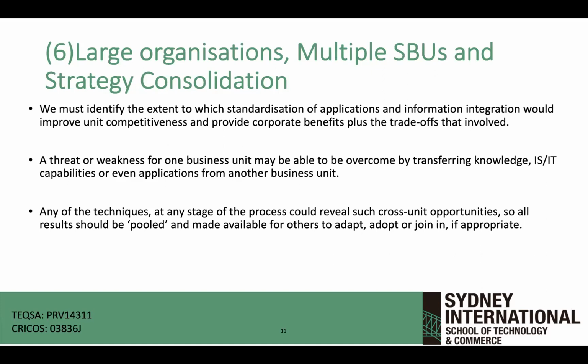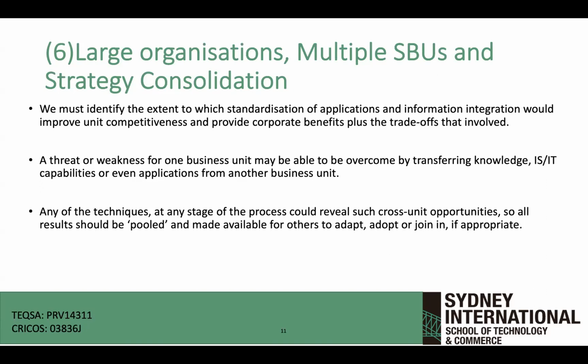We need to think about how we could benefit. For example, if we find a weakness or a threat for one particular business unit, we may be able to overcome that problem by transferring knowledge or capabilities to other business units. Oh yeah, we identified this issue, we solved it. You can do the same thing. We're going to transfer this knowledge and information and those systems for you to gain the benefits that we were able to gain ourselves.